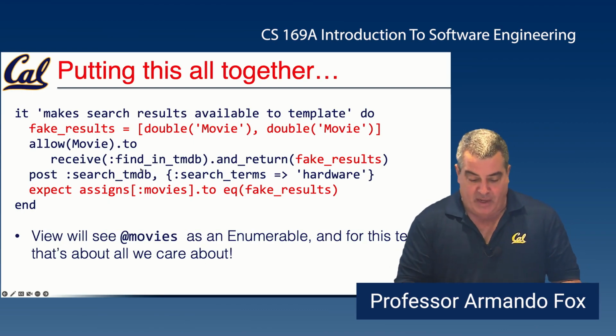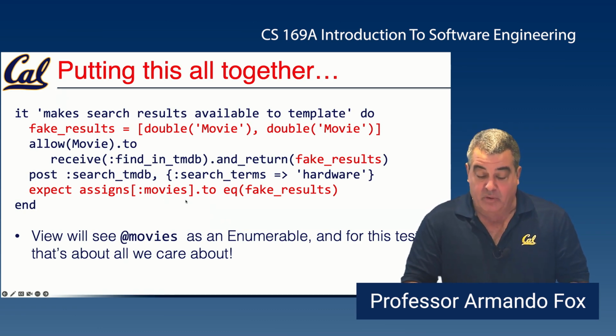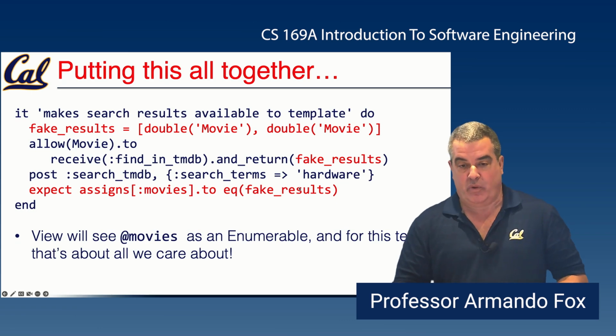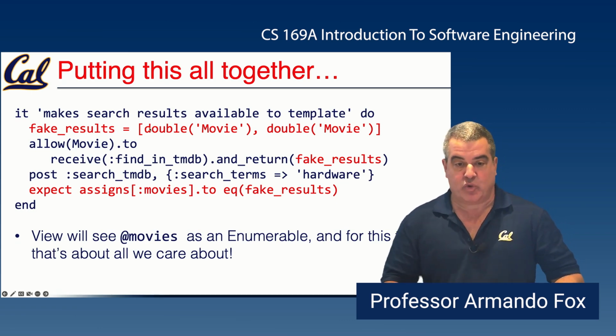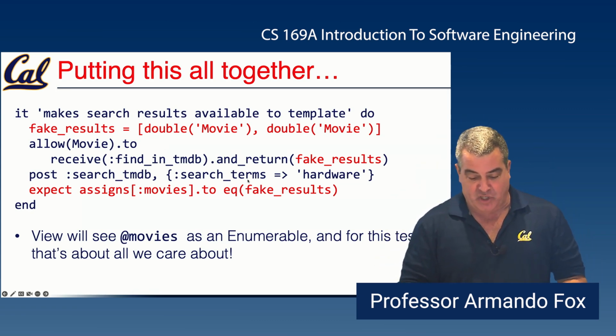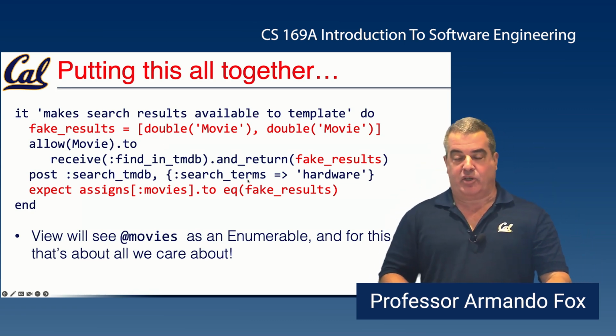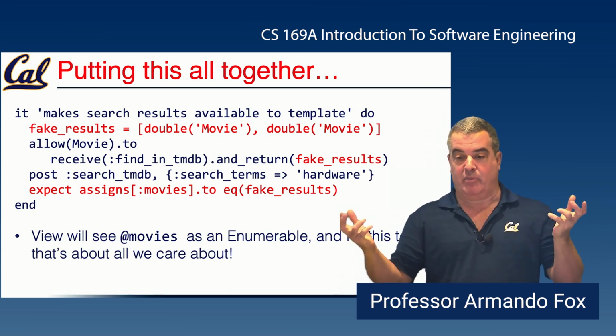So if we do that, we can now expect the assigns hash to have an object in it called movies. And furthermore, we should expect that the value of that object is this fake results thing we created. This fake results thing could have been anything, by the way. It could have been a string. It could have been a fish, to use my earlier non-funny joke. All that we really care about is that the controller got a value from over here, and it makes sure that that same value is being made available to the view.